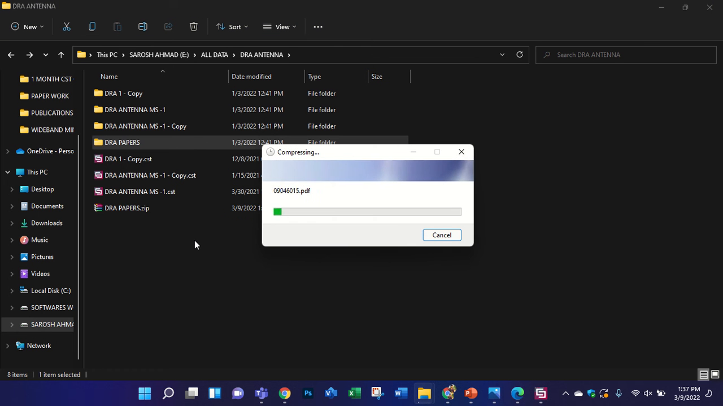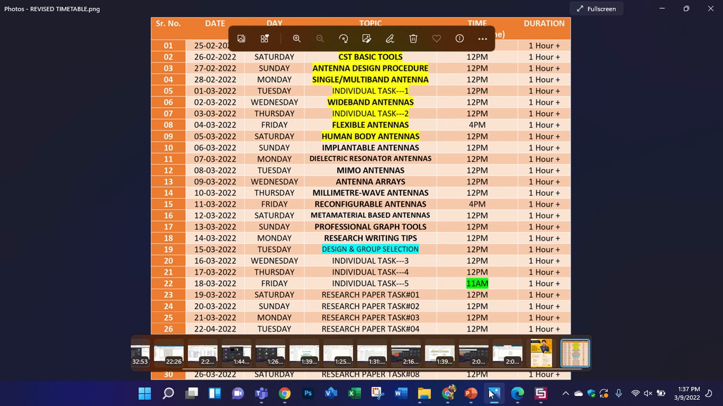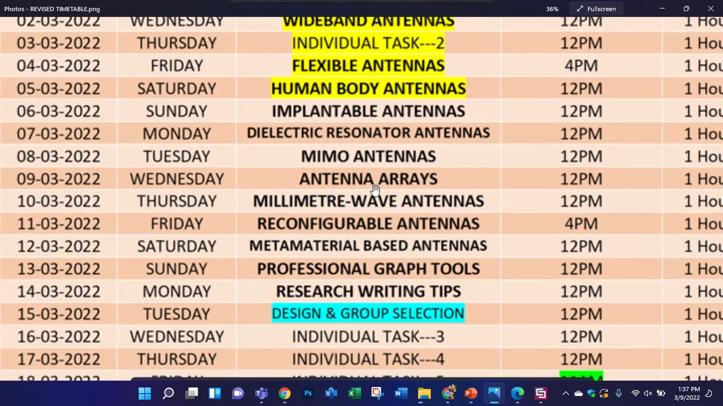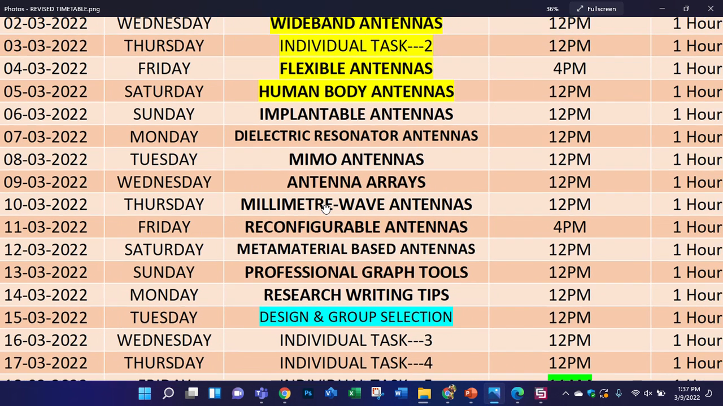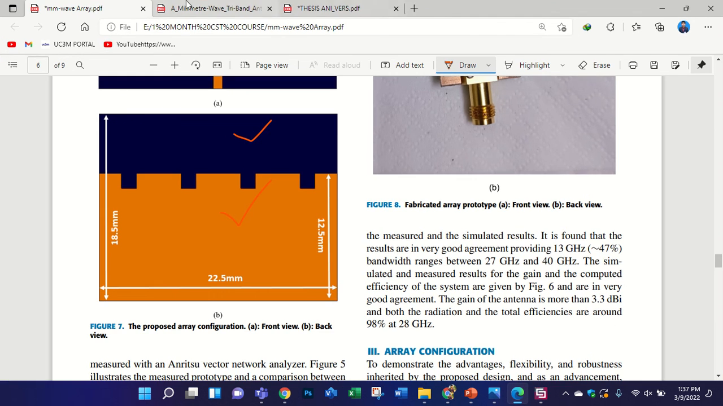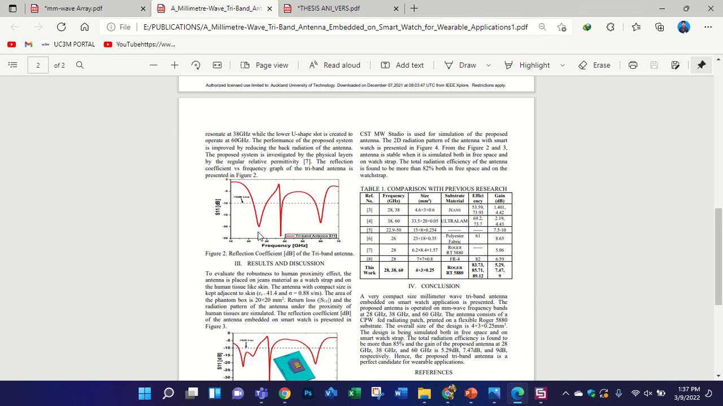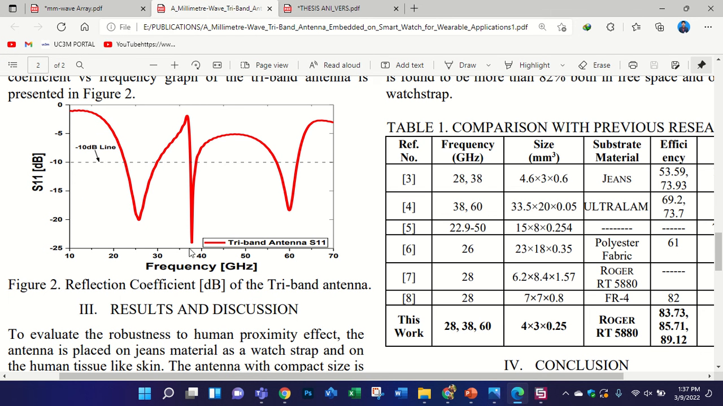Mr. Sarush, for the next lecture tomorrow, we talk about millimeter wave. Yes, I also touch terahertz antennas because some people are asking me. What frequency do you choose for the millimeter wave, 60 gigahertz? In one of my papers, I used 60 gigahertz. This one is 28, 38, and 60 gigahertz, because these are millimeter wave bands.